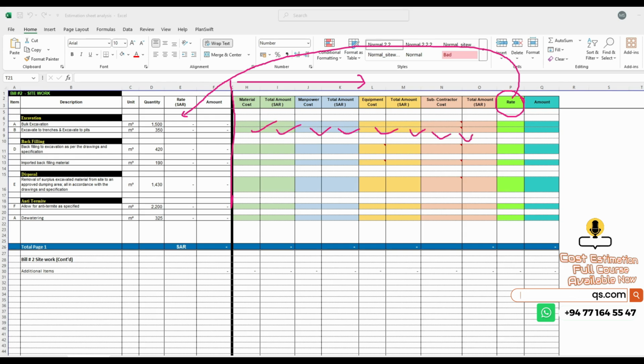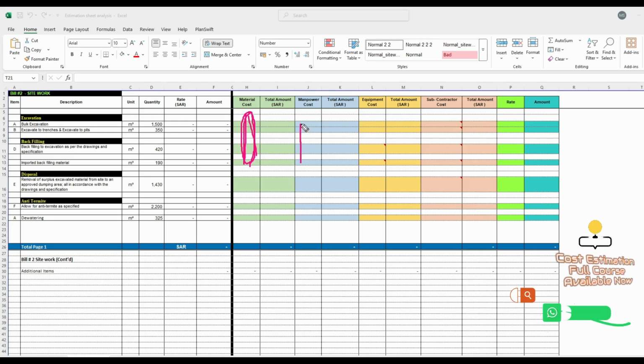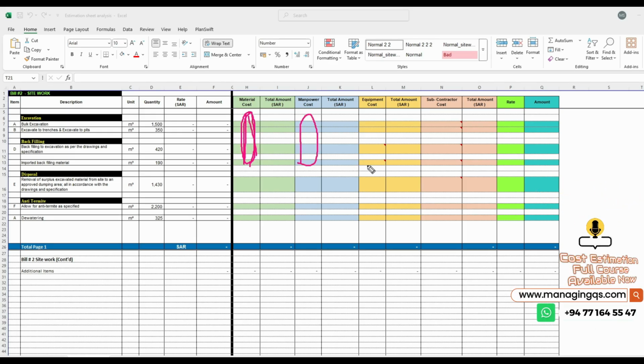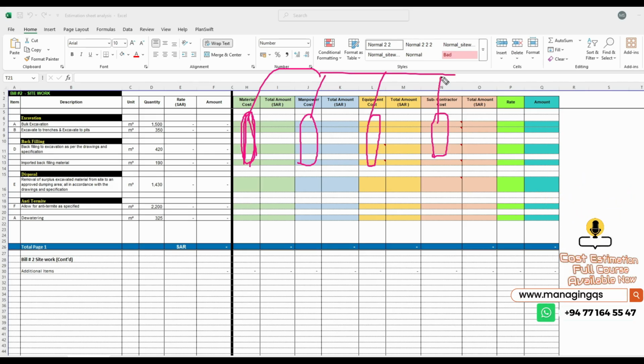Generally we have four main options. The first one is the material cost analysis, the second one is the manpower cost analysis, the third one is the equipment and plant cost analysis, the fourth one is the subcontractor cost analysis. These four main concepts we have to analyze before producing the proper rate.